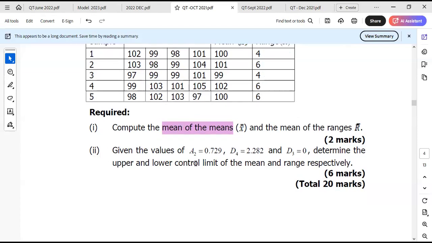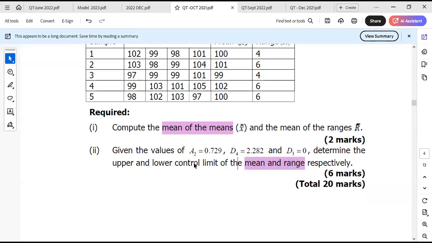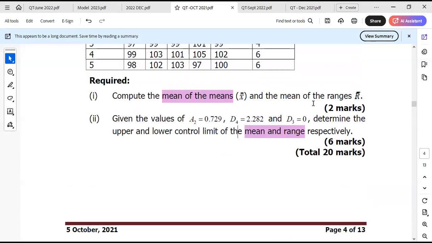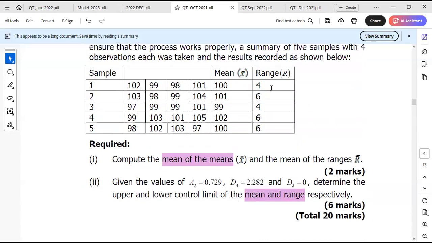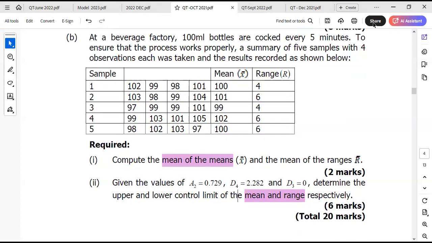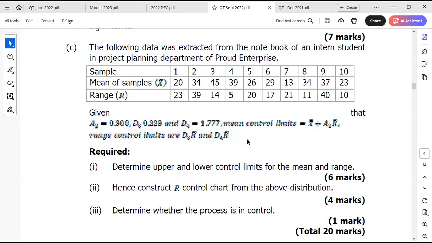Roman 2, the same concept. Determine the upper and lower control limit of mean and range. So you have to look at it separately. So I think that one now you can clear it, isn't it? Isn't it, colleagues? Yes, we can try. Yes. Let me close that one, okay. Then we have another one here.